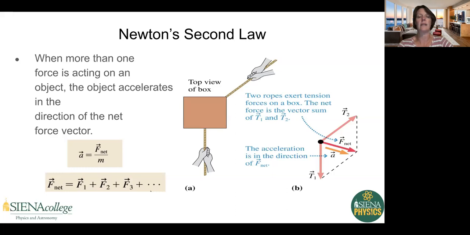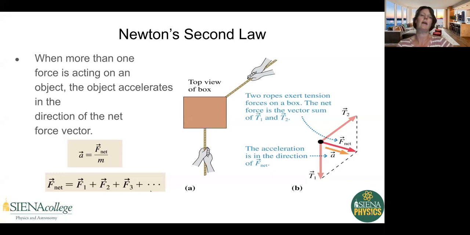And if that's the case, then we have an acceleration, and we can find that acceleration by taking the net force and dividing it by the mass. And our acceleration will be in the same direction as that net force. If we think about this example here, we've got two ropes exerting tension forces on a box, and the net force is the vector sum of T1 and T2.